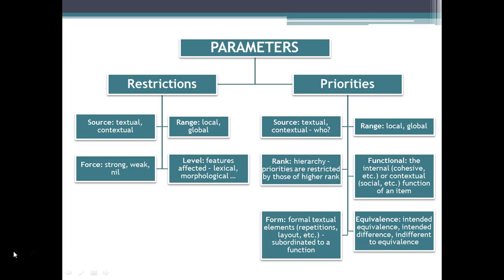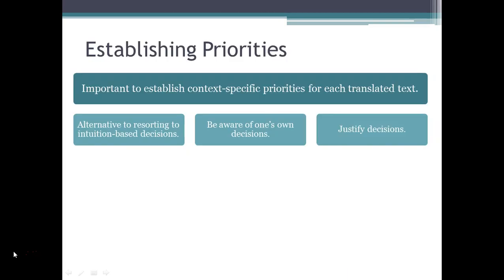Functional parameter refers to the internal or contextual function of an item. So internal, for example, if it is cohesive, or contextual, for example, if it is social. Form refers to formal textual elements, such as repetitions or layout, and these are usually subordinated to a certain function. Finally, the last parameter we have is equivalence. We can have intended equivalence, intended difference, or a priority which is indifferent to equivalence.